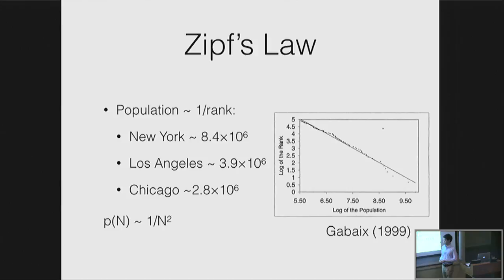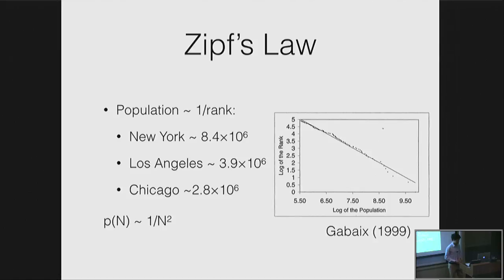And that probability distribution is simply that the probability density that you find a city with population n is inversely proportional to n squared. This is perhaps not that surprising because Zipf's law is basically a statement about the cumulative probability going like 1 over n. So the probability density, of course, should go something like 1 over n squared.